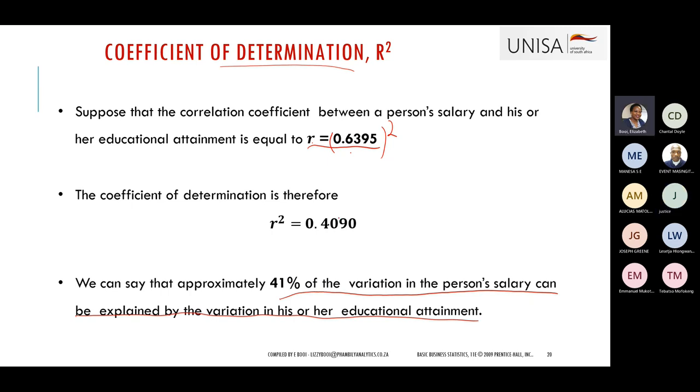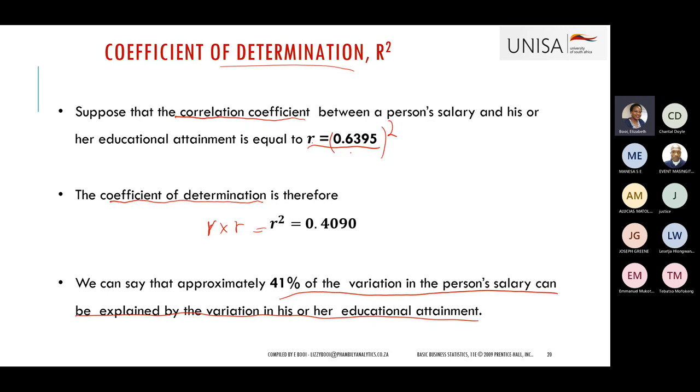So the 41%, you calculate it because you are given your coefficient of correlation and you are asked to calculate the coefficient of determination and interpret it. You will take your coefficient of correlation and square that, because R squared is R times R, right? Because there are two of them. R squared is the same as R times R, which means there are two of the R's. So if I take R, which is 0.6395, and I square that, I get 41%.